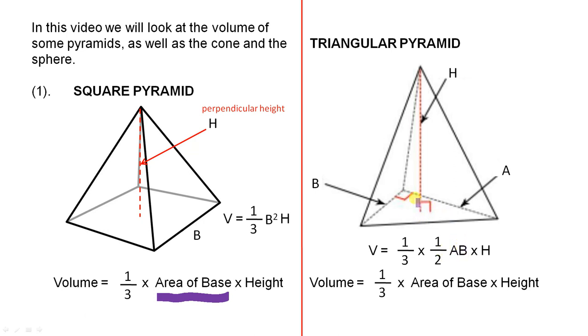So the area of the triangle is half ab, if you call that the base of the triangle, and that'll be the perpendicular height. Half ab gives you the area of the triangle, and then you multiply by the height of the pyramid. So the formula is the same with respect to the volume being a third times the area of the base times the height. In this case, the base will always be a triangle because it's a triangular pyramid.